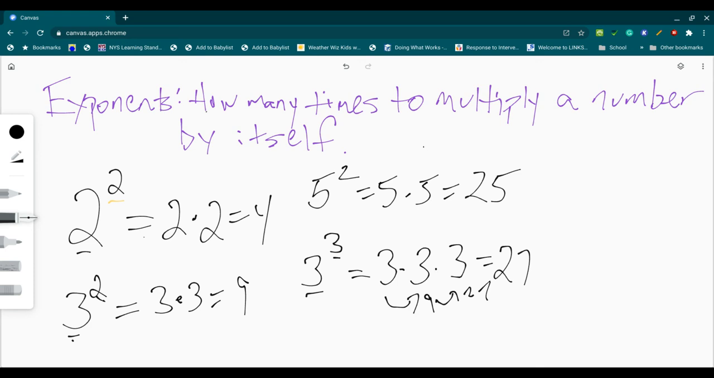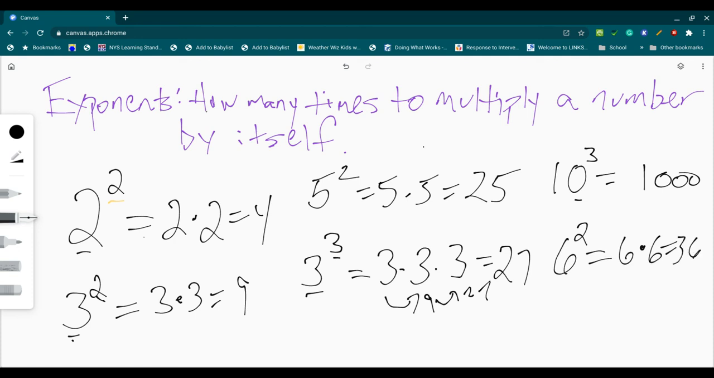Right? Some numbers are going to be kind of easy to do. If I have 10 cubed, that's an easy one because I'm going to have 10 3 times. I can do that right away. I know I'm going to have 3 zeros, and then my 1, right? 10 cubed. And you'll see that in scientific notation when we get to that point as well. If I do 6 squared, then I get 6 times 6 to get 36.